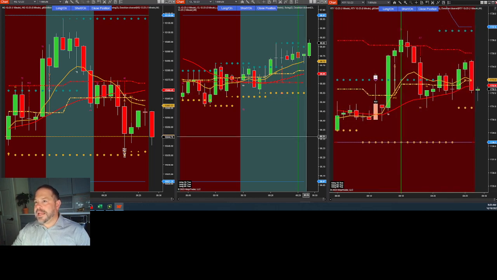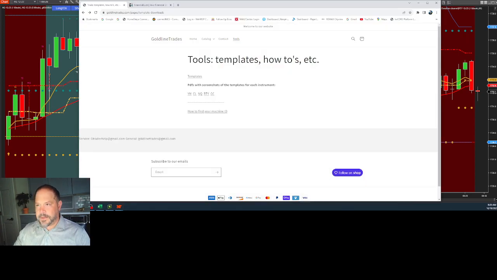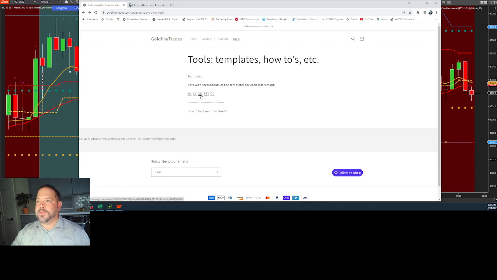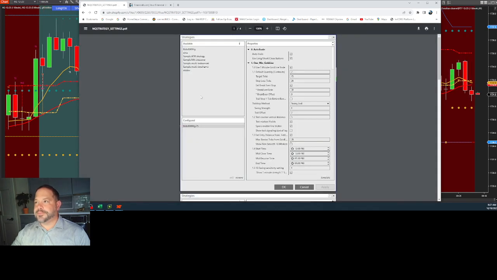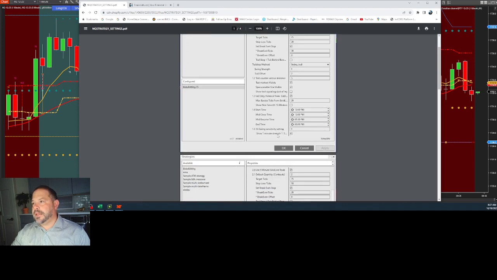Now that we have the settings in right, there are a few other things that I think everybody should know. And one of the scenarios, so you know what, I'm just going to open it. I'm going to throw this website up again. Hopefully you guys can see this, but I'm just going to pull up the settings for the NQ. Okay, and here are your settings.